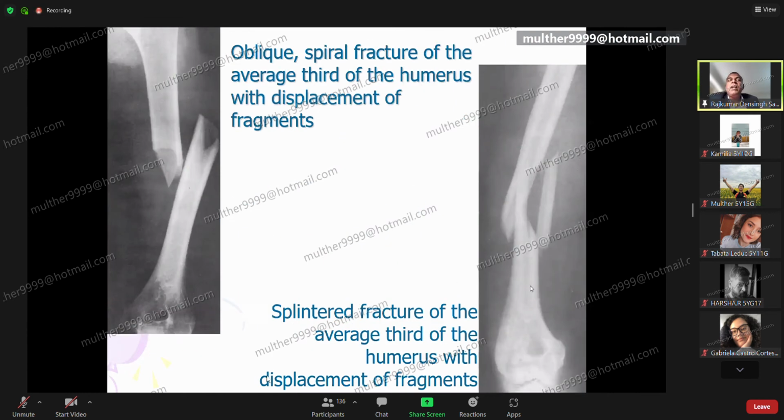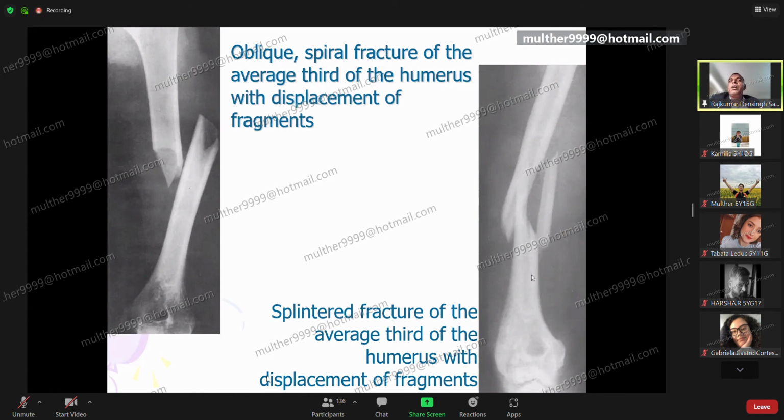You see how to analyze an X-ray film. First of all, you should know what part of the bone it is. What bone is it? Is it a femoral bone, or is it the radius and ulna, or is it the humerus? First know the name of the bone. Here it is a humerus. Then try to look at the bone. You see here we see fragments, so it is a comminuted fracture.